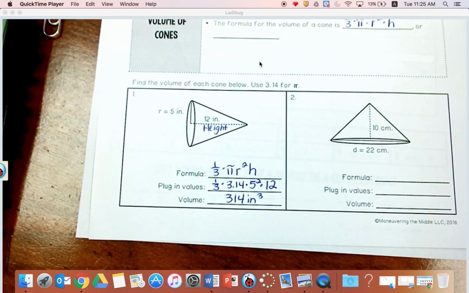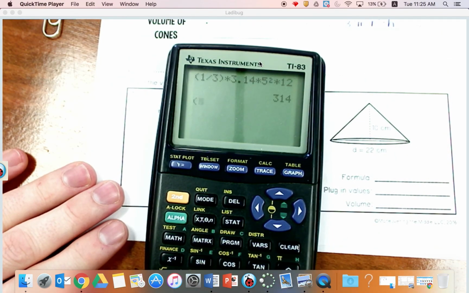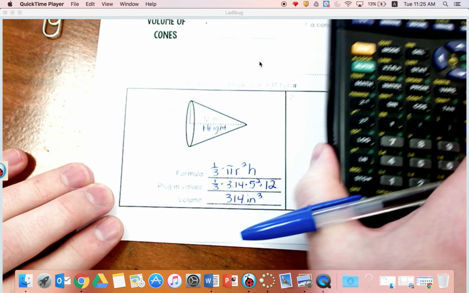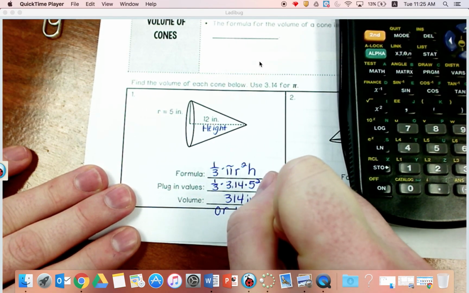Now that is an approximation using pi. If I wanted to write it in pi notation, what I would need to do is just do 1/3, 1 divided by 3, times 5 squared, times 12, leave the pi out, and I get 100, and I could write it out as 100 times pi.